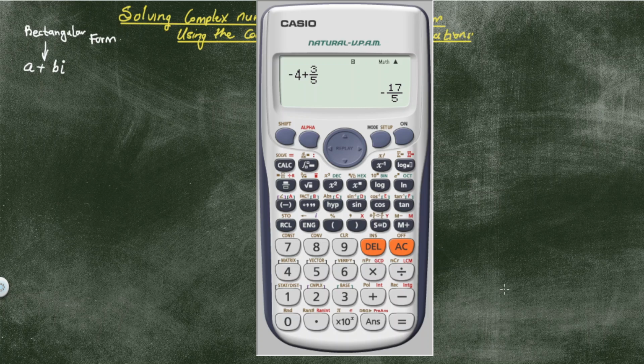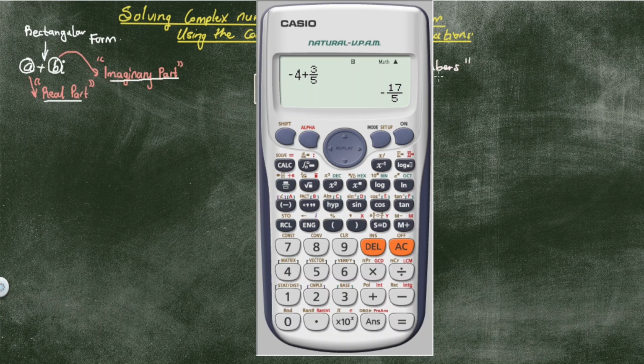All right, so the rectangular form, we know that it is made up of two parts. We have the real part and the imaginary part. So the A represents what? The real part, and then the B represents what? The imaginary part. The imaginary part is basically the coefficient of the I. Okay? The I. Now, we say that two complex numbers are equal.